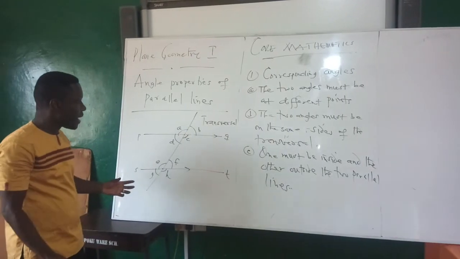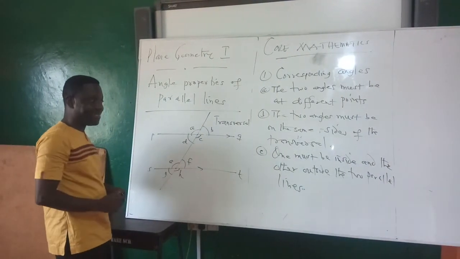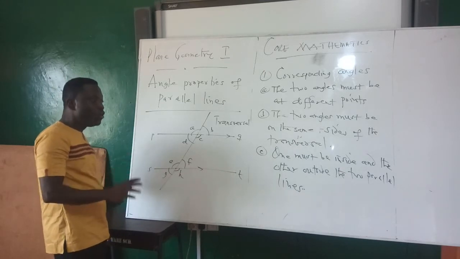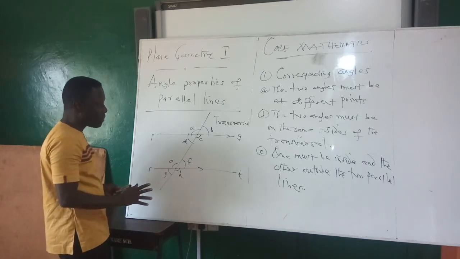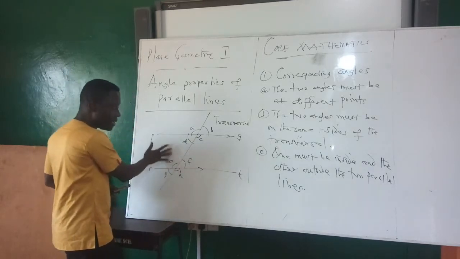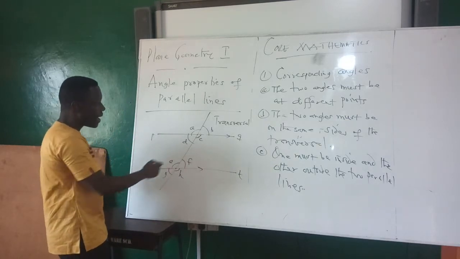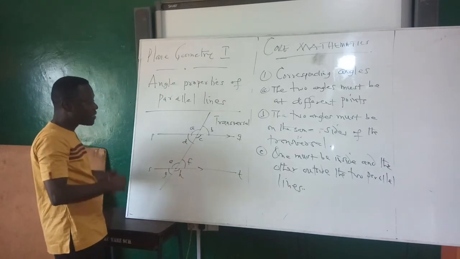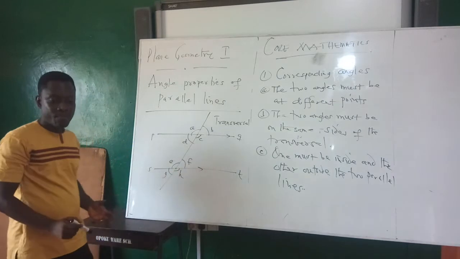So what I'm saying is that if I take my parallel lines PQ and ST, for those two angles that are going to correspond, one of them must be inside. When I talk about inside, I'm talking about within here. And those angles that are inside are C, D, F, and E. And then those that are outside are A, B, G, and H.